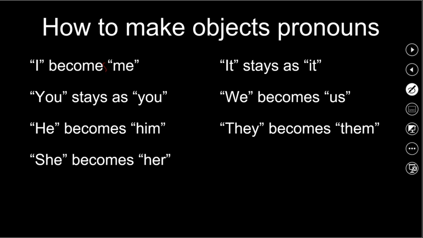So don't get lost. We're talking about object pronouns, and the ones we mentioned at the beginning are subject pronouns. So the subject pronoun I becomes me as an object pronoun. You stays as you. He becomes him. She becomes her. It stays as it. We becomes us. They becomes them. Notice there are two that stay the same when converted to object pronouns: you and it.